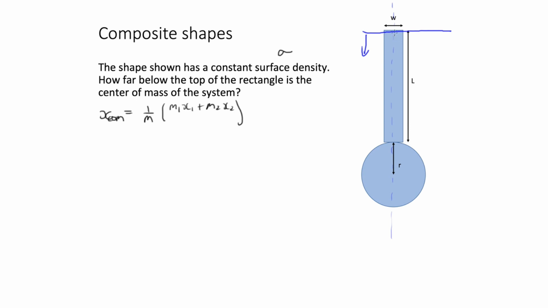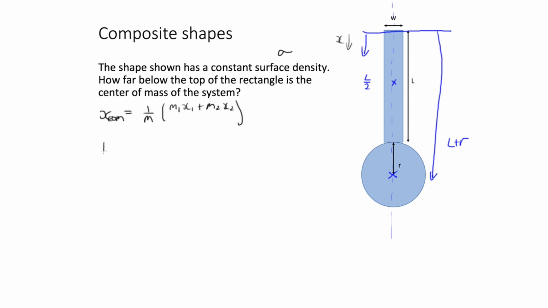So the center of mass of the rectangle is going to be right in the middle of the rectangle here. So it's going to be a height L on 2 away from the top of the rectangle. And the center of mass of the circle is going to be right in the middle of the circle. So from this line up here, there's going to be a distance L plus R. Okay, so it's only asked us to find how far below the top of the rectangle is the center of mass. So let's call this dimension down here the X dimension, and we're trying to find the X center of mass. To do that, we're going to need to know the mass of each of these shapes.